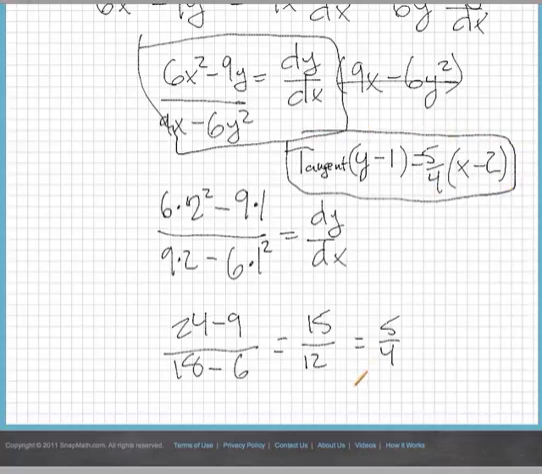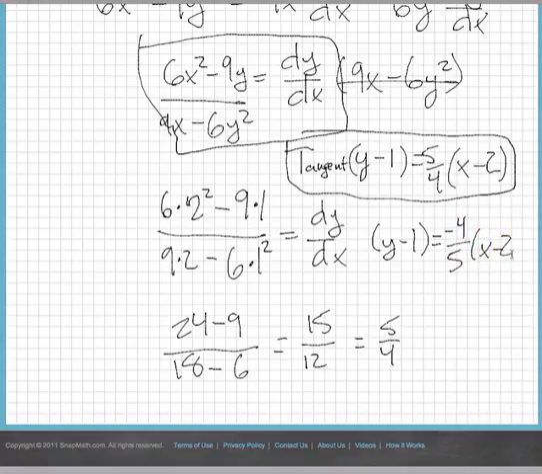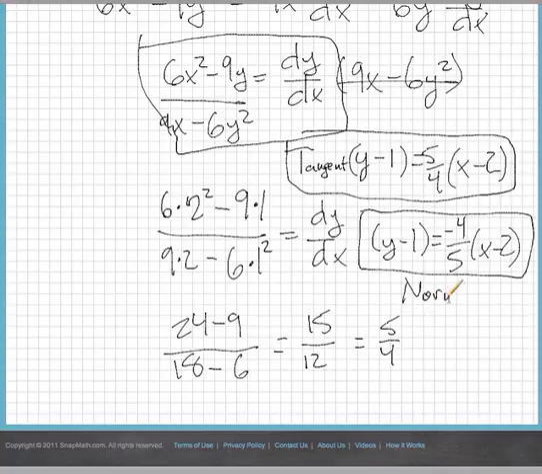And then we just take the negative reciprocal to have the normal line. So it's going to be the same thing: y minus 1 equals negative 4 over 5 times (x minus 2), is the normal line.